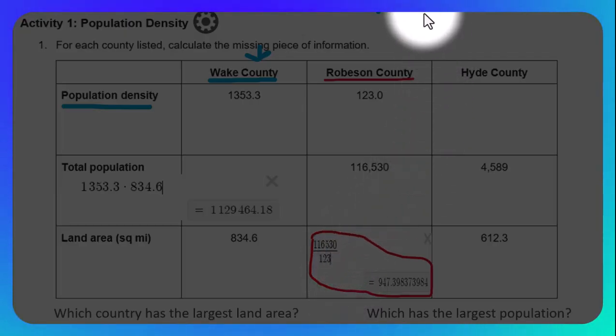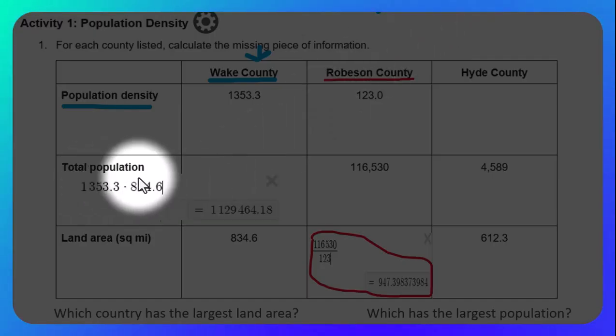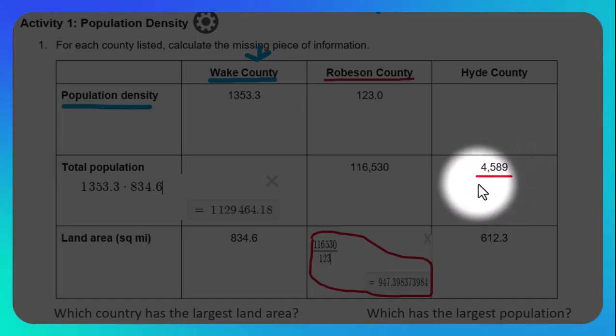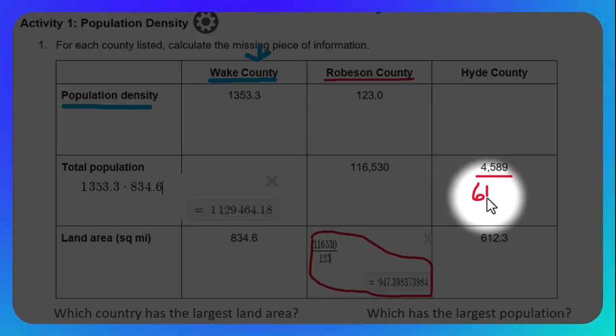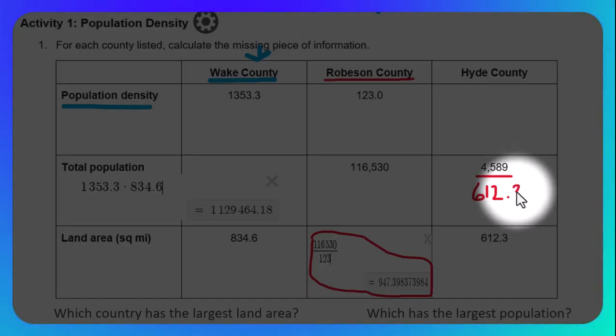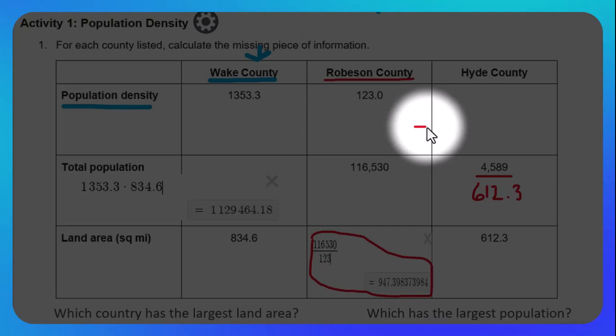Okay, again, it's going to be total population divided by land area. So for Hyde County, we're going to take 4,589 divided by 612.3. All right, pause, put this into Desmos, and come back and we'll compare answers for our population density.